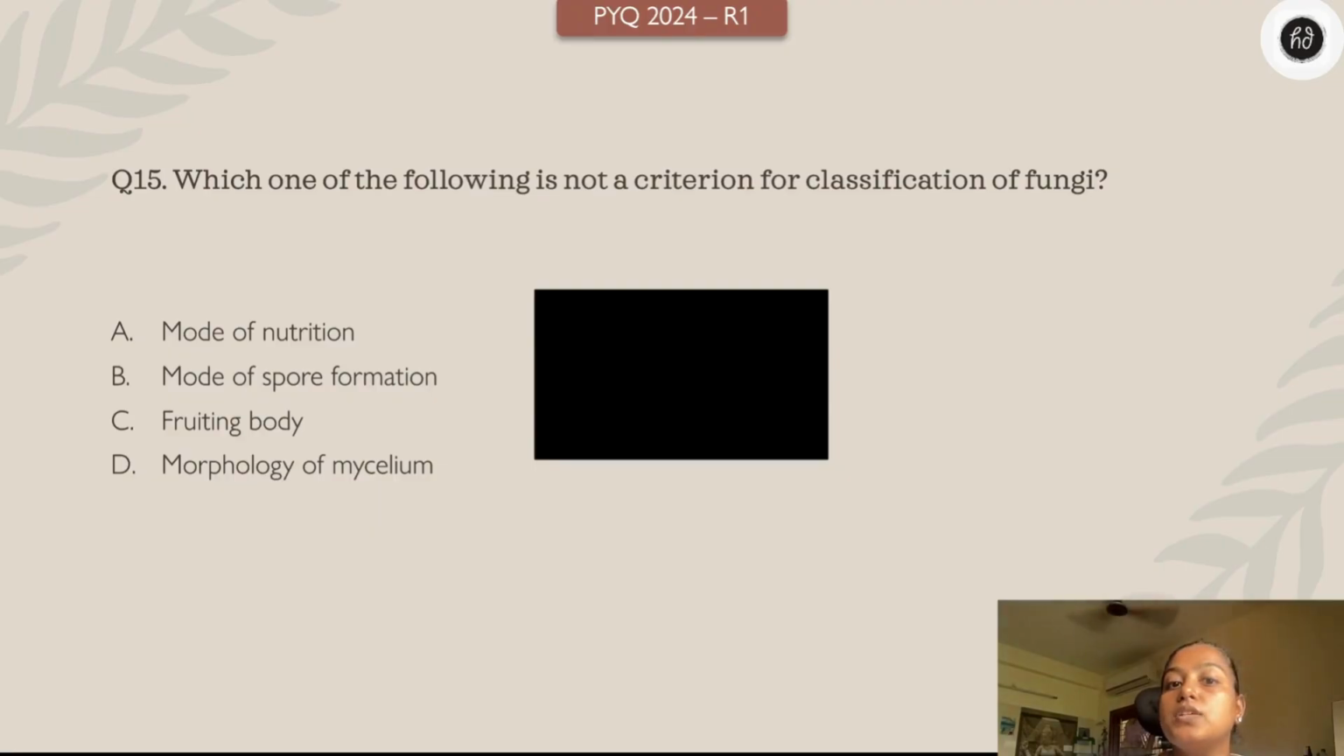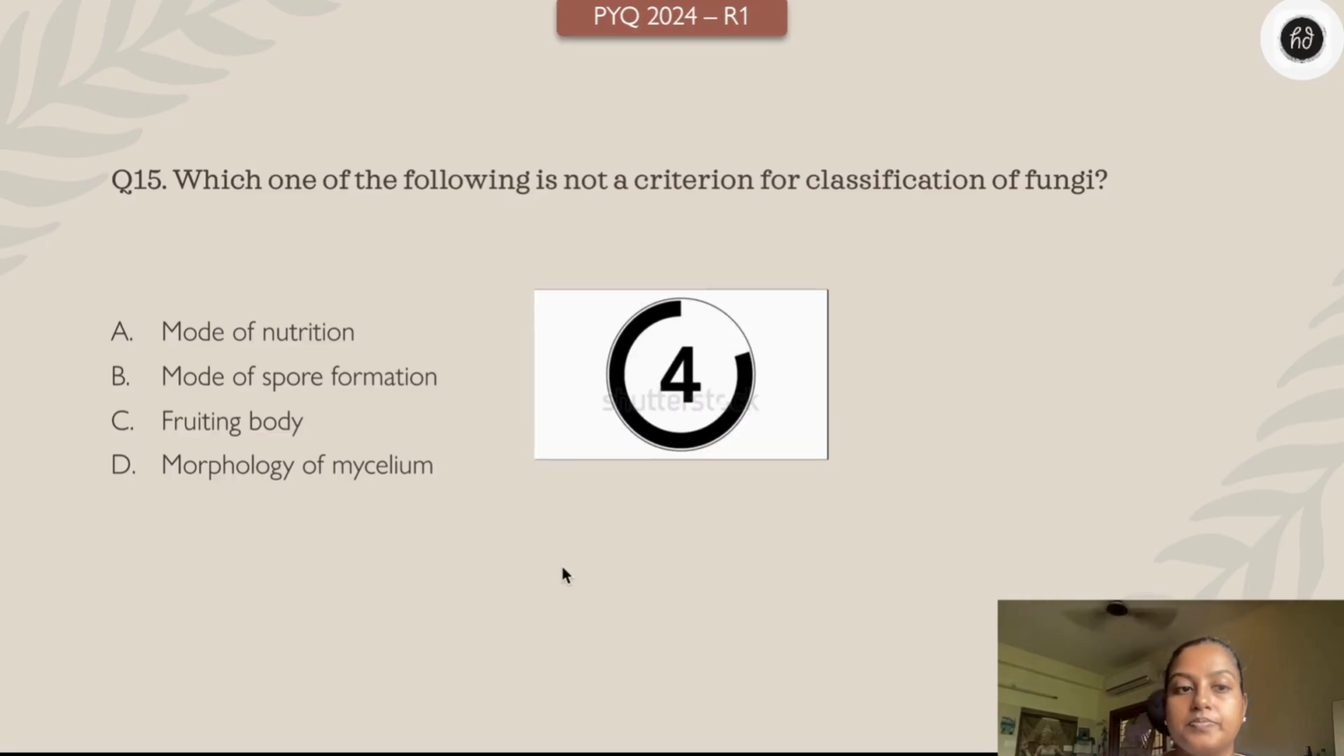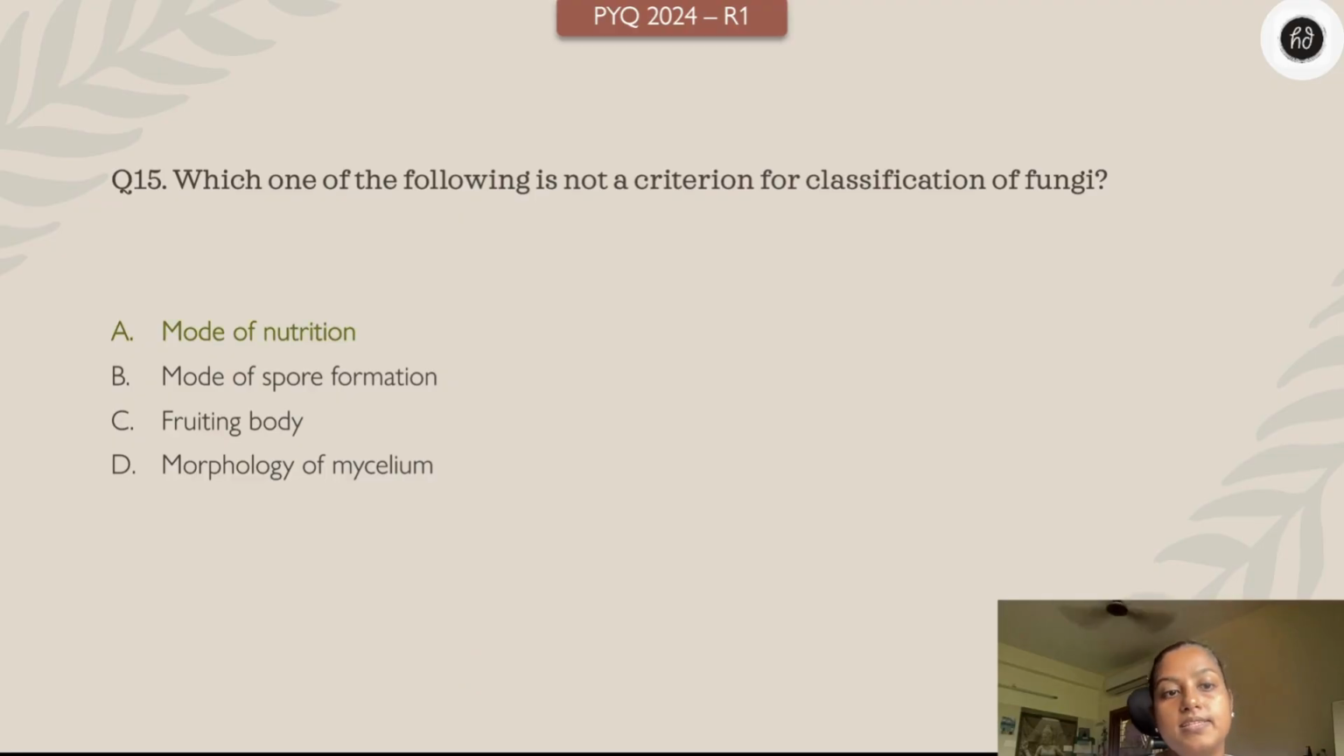Which one of the following is not a criterion for classification of fungi? Mode of nutrition, mode of spore formation, fruiting body, morphology of mycelium. Your time starts, again an easy question. 3, 2, 1 right now. Not a criterion. Whenever there is a not, pay attention. Very good. I hope many of you might have noted the answer. The answer is mode of nutrition.